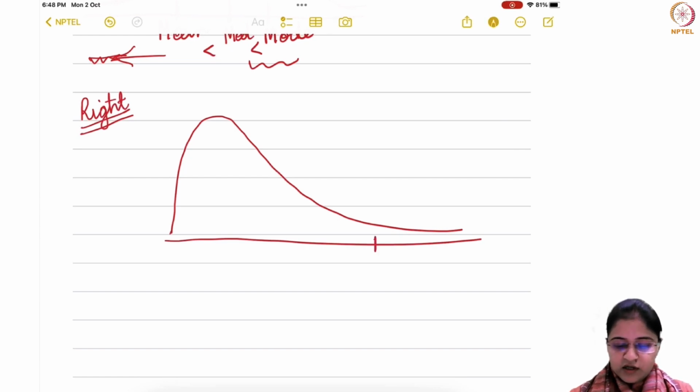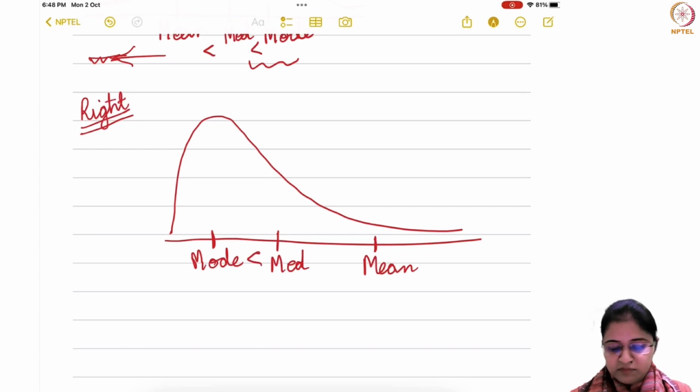So here, the mean is towards the right hand side. Mode is obviously where most of the observations are. So mode will be near the peak, and in between you will have the median. So in this case, mode is less than median, which is less than the mean.